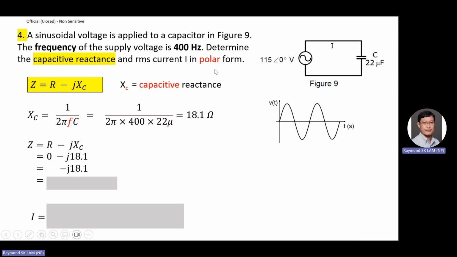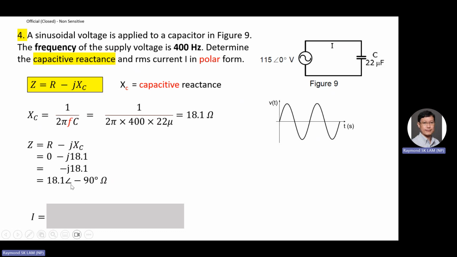And the question asks you to convert your answer to polar form. So you can convert this one to polar form. If you convert to polar form, you get something like that, a number with an angle.